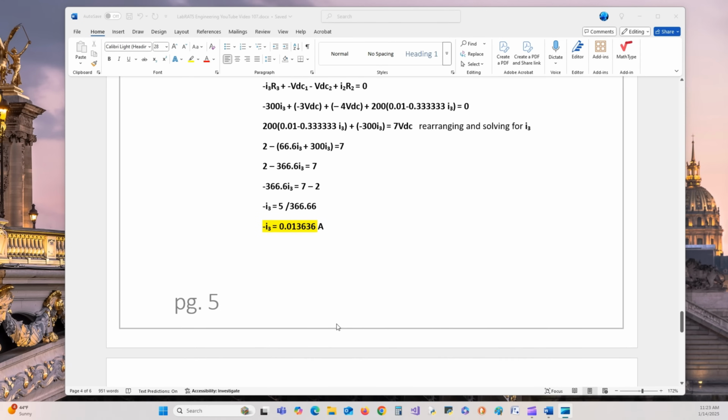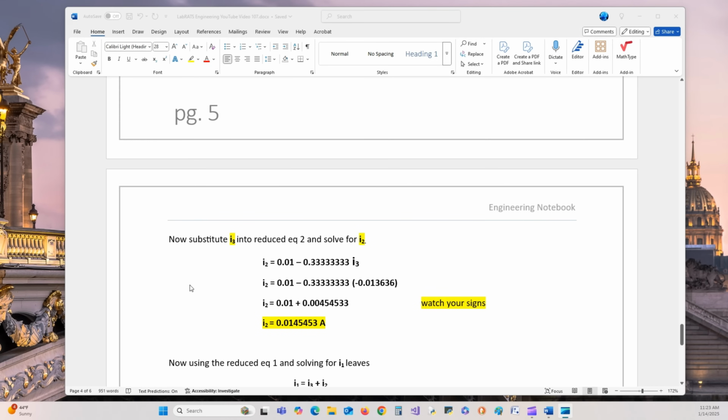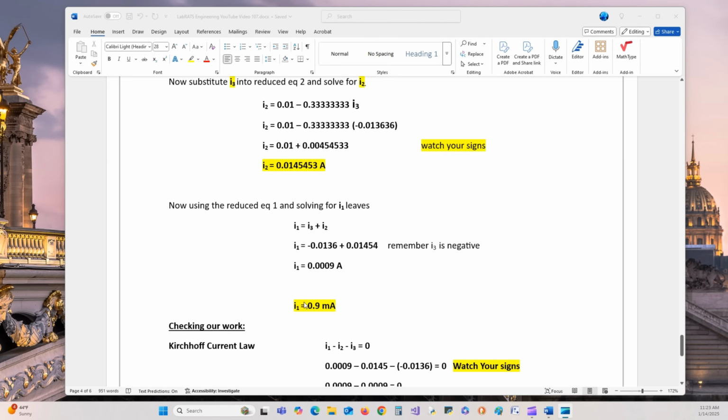That's I3. Now we have two unknowns. We know I2 and I3, and we want to know I1. We go back to our first equation, which was I1 equals I3 plus I2. We put those into here. Remember, when we solved for I2, it became 0.014545. This is very important that I didn't drop this sign, because that changes this to a positive, and that gives us this amperage here.